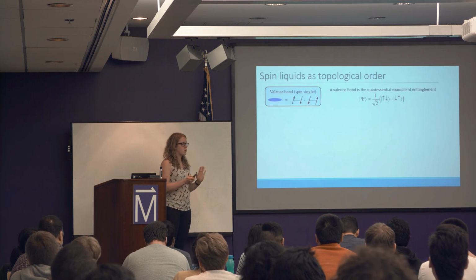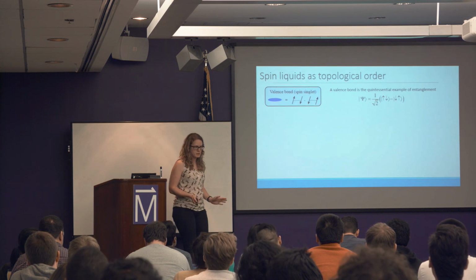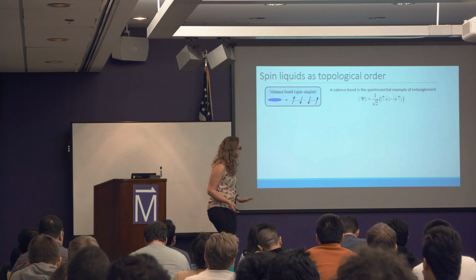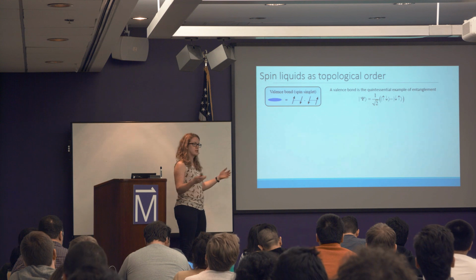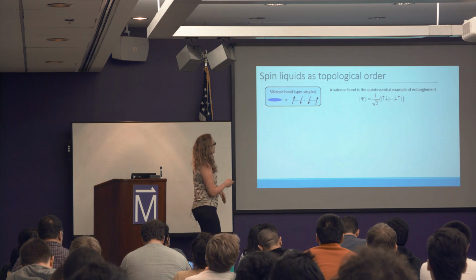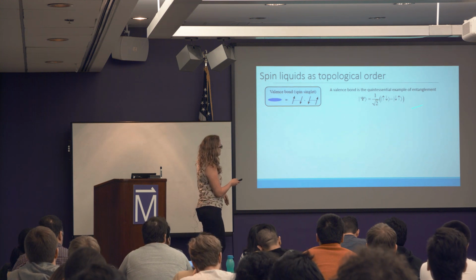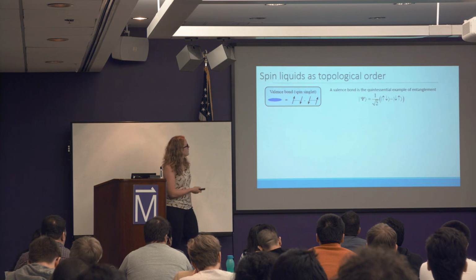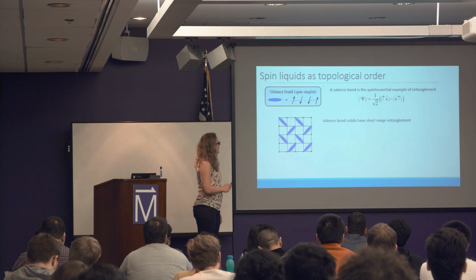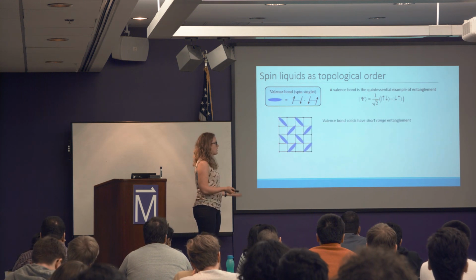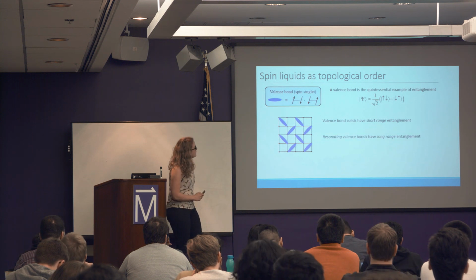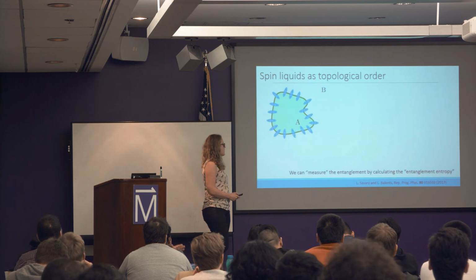So spin liquids, long-range entanglement was the first idea I wanted to introduce. Topological order is the second idea, and these are actually very intimately connected. And so here's our valence bond again, written in bra-ket notation. And as I said, valence bond solids have short-range entanglement. Resonating valence bonds have long-range entanglement.